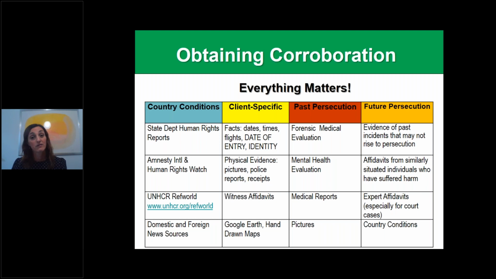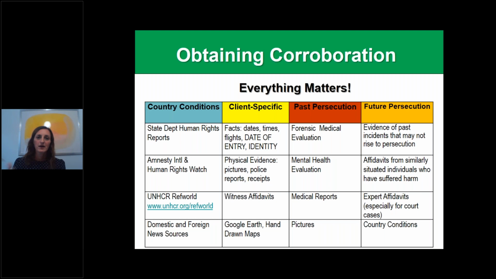Those evaluators often then will provide an affidavit that we will submit along with the client's asylum application to help prove up that past persecution prong of their asylum claim. And NIJC has a number of resources we can connect you to in terms of helping you to find evaluators to provide those types of evaluations.